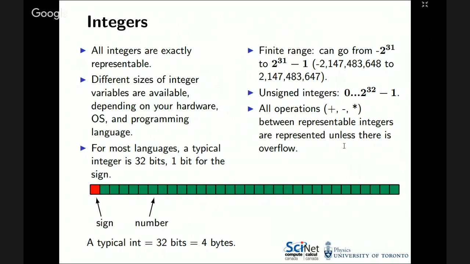For most languages, the typical size of an integer is 32 bits, where 1 bit is for the sign, so if it is a plus or minus, and then the other 31 bits are just for representation of whatever quantity I want. By using that convention, you can see that the range of numbers that you can represent goes from minus 2,147 millions to 2,147 millions. If you decide to use unsigned integers, meaning that you use the sign bit for extra representation, then you can go up to 2 to the 32, minus one because you are choosing the zero there.